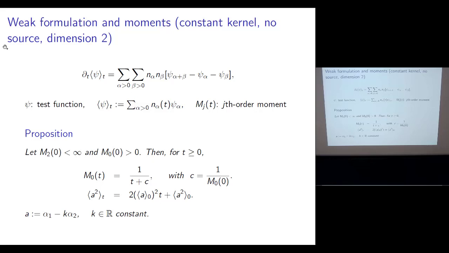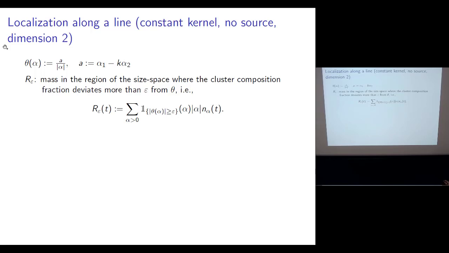Now what we are going to do is to study this function R epsilon. This function contains the mass outside of the line. So eta is given by A over the norm of alpha, where A is alpha 1 minus k alpha 2. When eta is 0, then alpha 1 is equal to k alpha 2, and this is our line. So k is the slope of the line. If eta is large, then we are outside of this bulk region near the line, and R epsilon corresponds to the mass outside of the line.